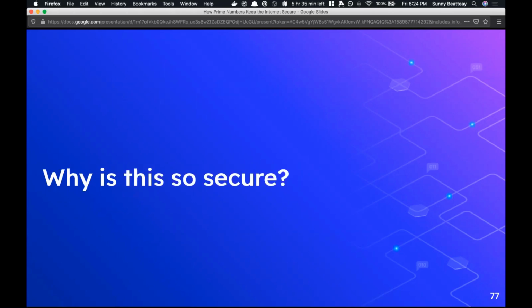To see why this is so secure, let's step into the shoes of a hacker. Let's pretend that we're a hacker. Let's say we're Eve. We've been able to intercept both a cipher and a public key. So we have a cipher and we have a public key. Now let's try and decrypt that cipher. Let's go step by step.